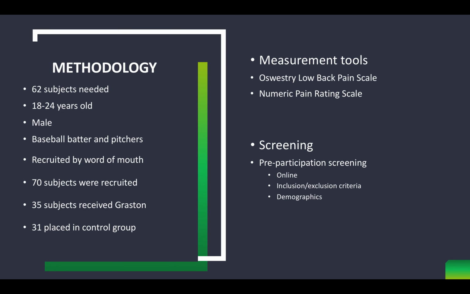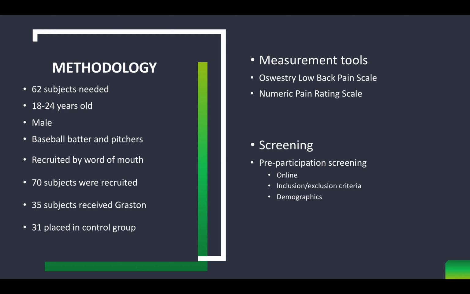So for my methodology, I needed at least 62 subjects for this to be a good study. They would range from 18 to 24 years old, so that collegiate age. They would be male, of course, baseball batters and pitchers. I went to 3 different teams, and these athletes are coming from all over the United States, so that gave me a good demographic to be looking at. And so I was able to recruit 70 subjects.